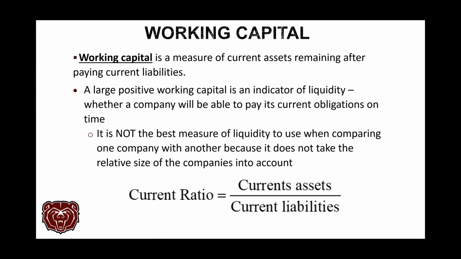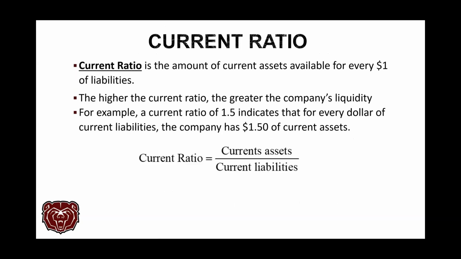What it is not is a great measurement of liquidity when you're comparing one company to another, because it's hard to compare something like Netflix to YouTube TV or YouTube Red or something like that, right? Netflix is just such a juggernaut that it's hard to compare those two using a simple working capital, their current assets minus current liabilities. So what we do is we use something called the current ratio. And this current ratio is the amount of current assets that you have available to you for every $1 of liabilities that you have, $1 of obligations, $1 of debt that you owe to somebody, right?